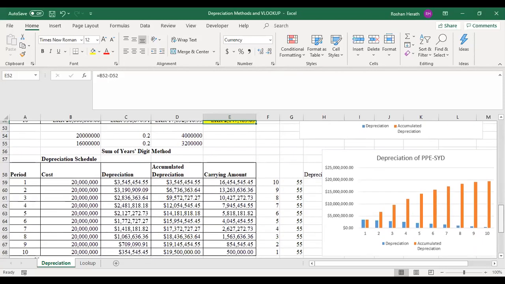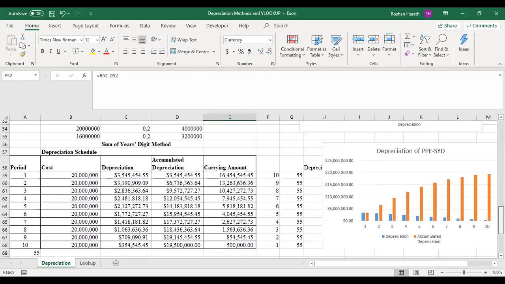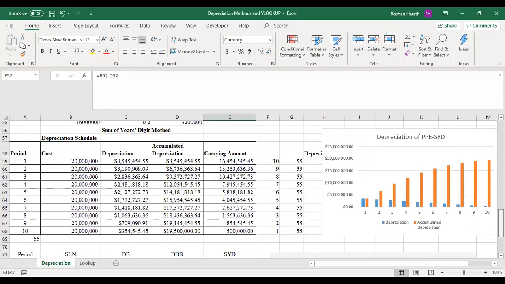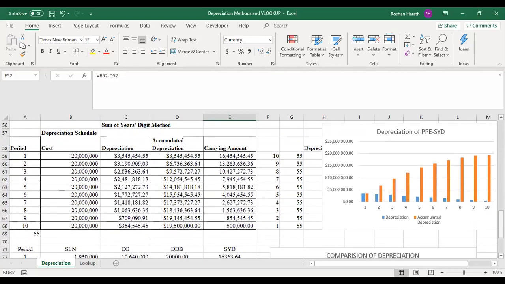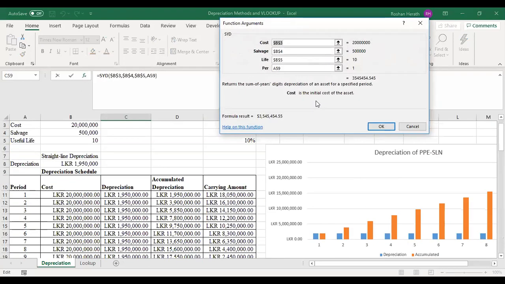Right now we are moving on to the final method. It's about the sum of the year digit method. In this particular method, it is another variation of the declining balance method. As usual, you can even work this out manually as well. If you wish, first we may see the formula, then we may have a look at the manual way as well.